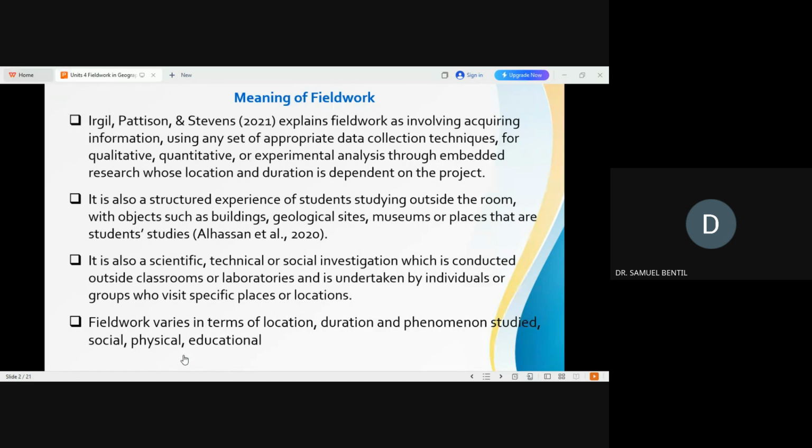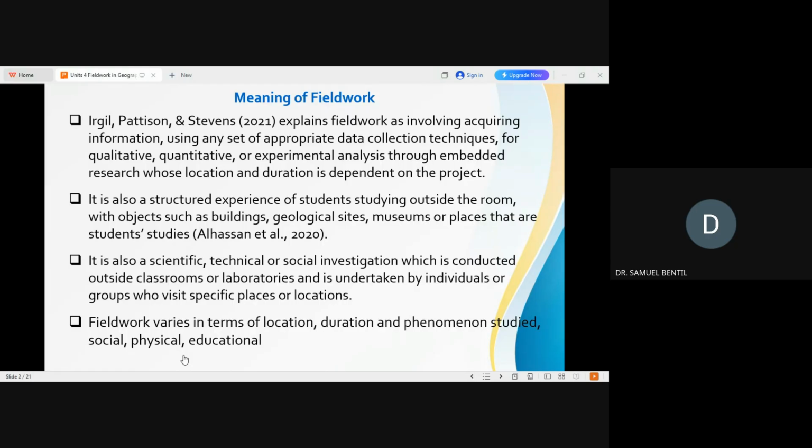And Al-Hassan Ita also is of the view that fieldwork is a structured experience of students studying outside the room. Which room are we talking about? Outside the classroom. With objects such as buildings, geological sites, museums, or places that students study. So, in fieldwork, students are exposed to outside the classroom. They move to the environment, the field. That's why I say field what?